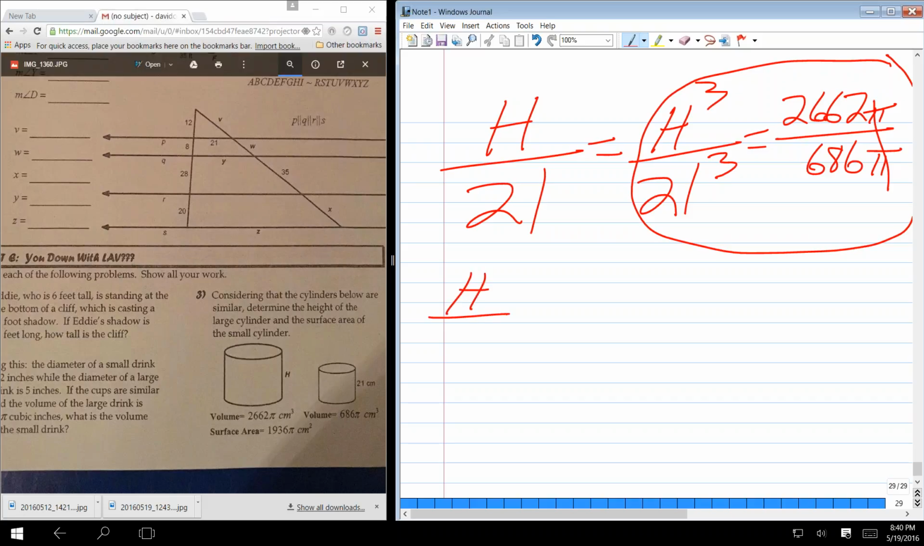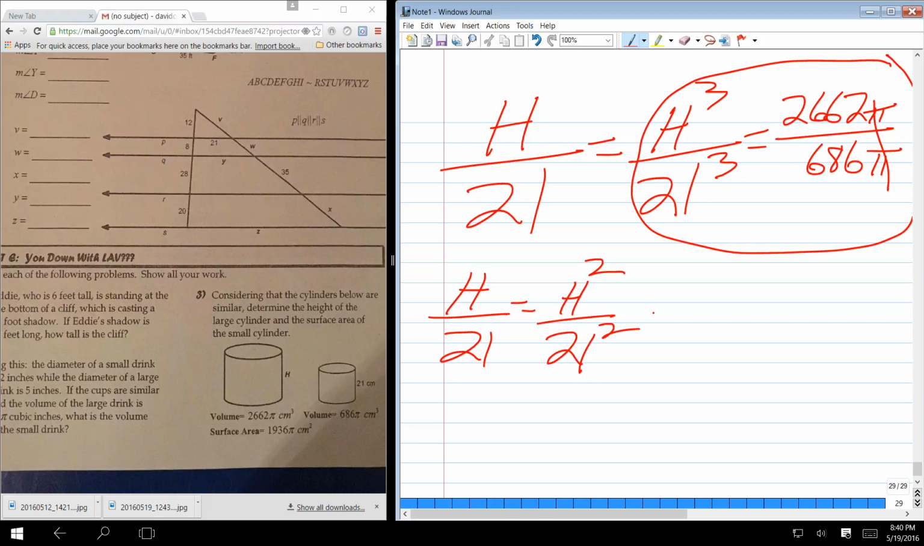This is the linear ratio. What's the surface area ratio? So the surface area ratio would be h over 21 is equal to 1936 pi. Don't start there. Start with the principles that we've been talking about. When you go from linear to area, you square the numerator and the denominator. When you go from linear to volume, you cube them. So this is going from linear to area. So it's got to be h squared over 21 squared.